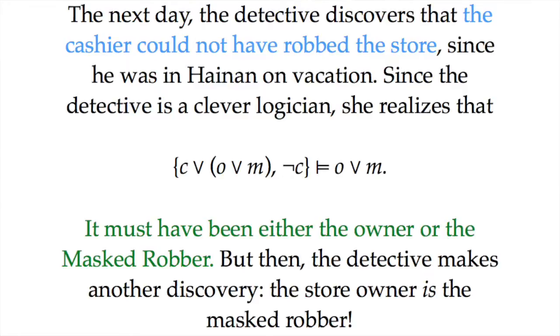And now, because of our or elimination rule that we just learned, those two premises entail O or M, right? The first premise is a disjunction. It's an or statement. And then we say the first half of that or statement is not true. So the second half of that or statement must be, okay, O or M. It must have been either the owner or the masked robber. But then the detective makes another discovery. The store owner is the masked robber.